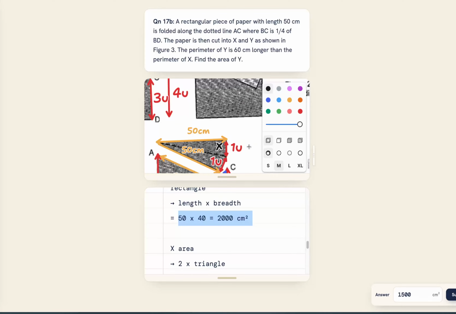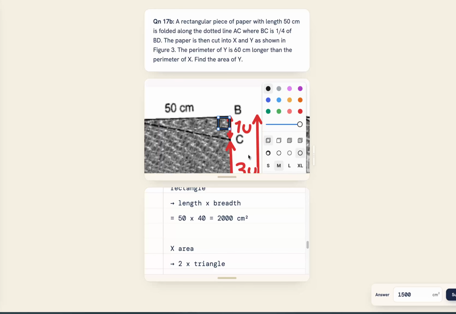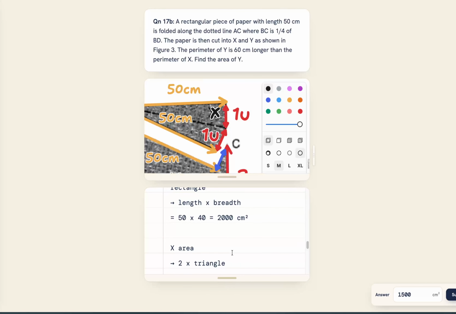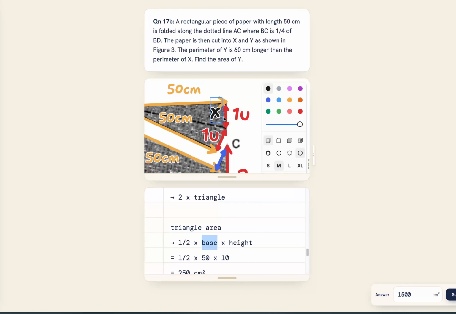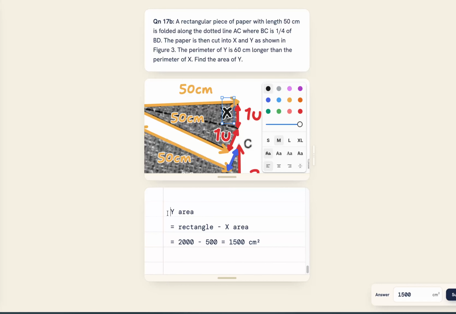For the X area, it consists of 2 right-angled triangles, because this part over here is part of a corner, which makes this a right angle. So that means the length and breadth over here is 50. So the base is 50 and the height is 1 unit. So the triangle is half times 50 times 10, which is 250. That's one triangle. The X area is a folded shape, which means it is the same triangle, so 2 times the triangle. So the X area is basically 2 times 250. This will give you 500 centimeters squared. So the whole rectangle minus the X area will give the Y area, which is 2000 minus 500. And this will give us 1500 centimeters squared, which is the area of Y.